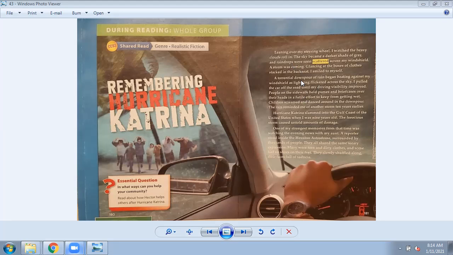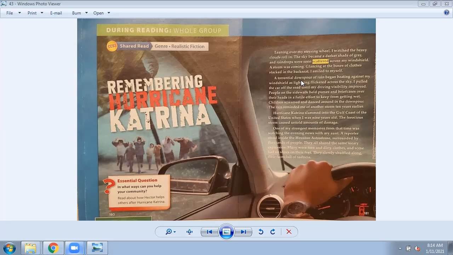Leaning over my steering wheel, I watched the heavy clouds roll in. The sky became a darker shade of gray, and raindrops were soon scattered across my windshield. That means there were little raindrops spread out all across the windshield. A storm was coming. Glancing at the boxes of clothes stacked in the back seat, I smiled to myself.